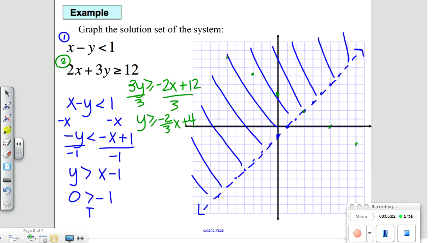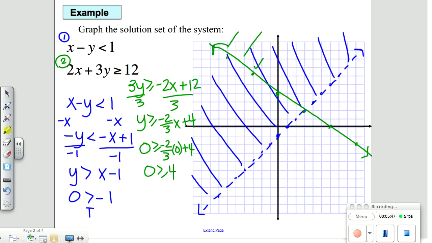So we graph that line. It's going to be a solid line because of the equal to. And then we're going to have to test our point. Let's test (0, 0). And I'm going to get 0 is greater than or equal to 4. Now this is a false answer, so we're going to shade away from (0, 0).